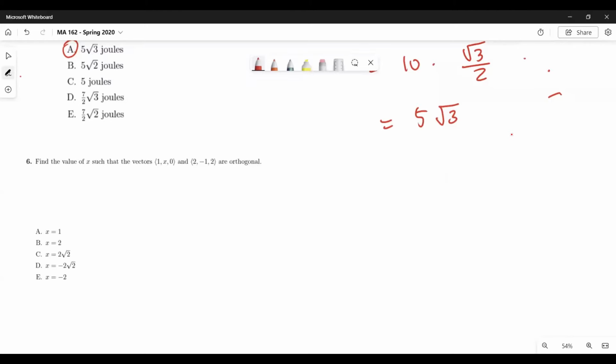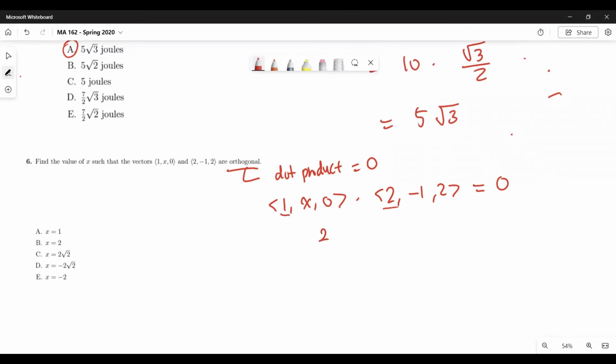So this question is, find the value of x such that the vectors are orthogonal. When you say it's orthogonal, that means its dot product is equal to 0. So if you do (1, x, 0) dot (2, -1, 2), that should equal 0. So 1 times 2 is 2, and x times negative 1 is negative x, and 0 times 2 is 0. So 2 minus x equals 0, and this makes x equal to 2. So that makes the answer B.